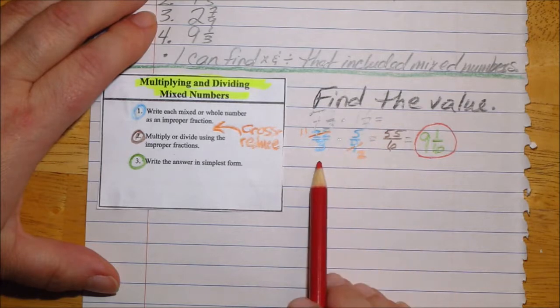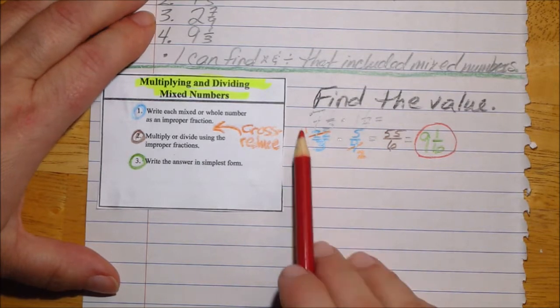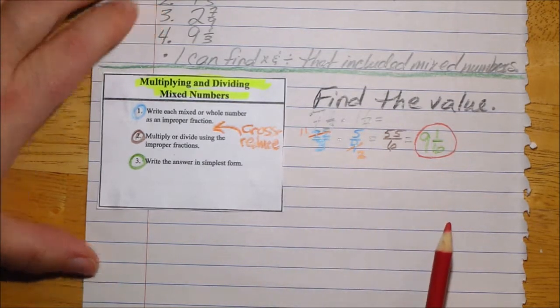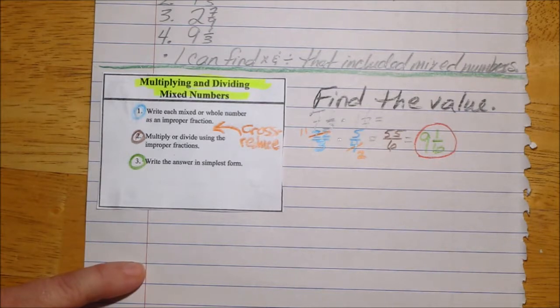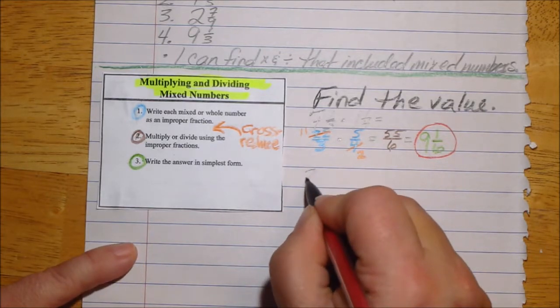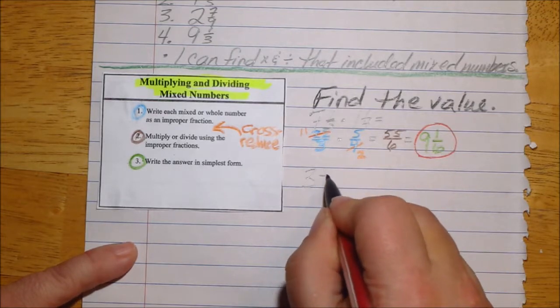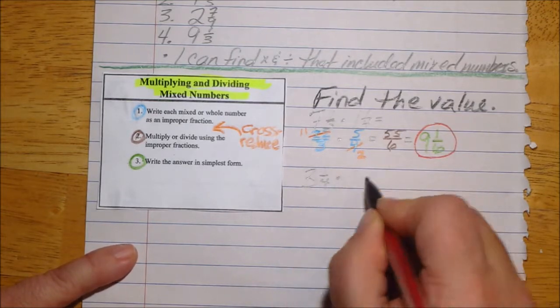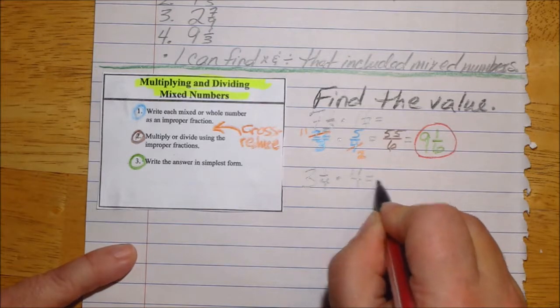First, we turn those mixed numbers into improper fractions. Then we cross-reduce and multiply like we normally would any other multiplying fractions problem. Okay, so let's do one more. How about 3 1/4 times 4. Now we have a whole number.